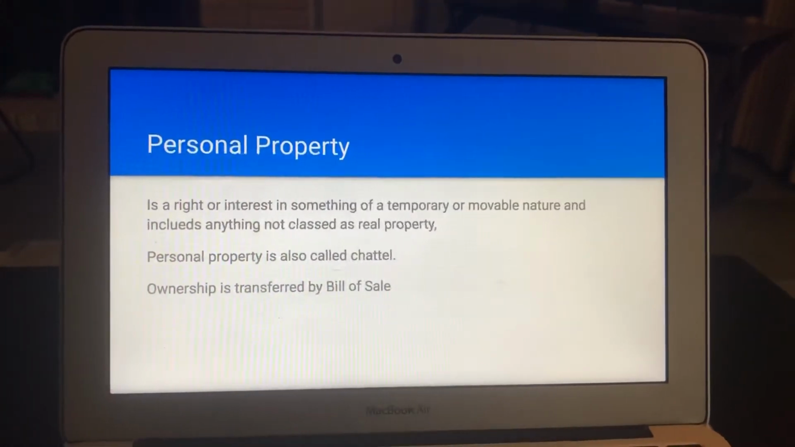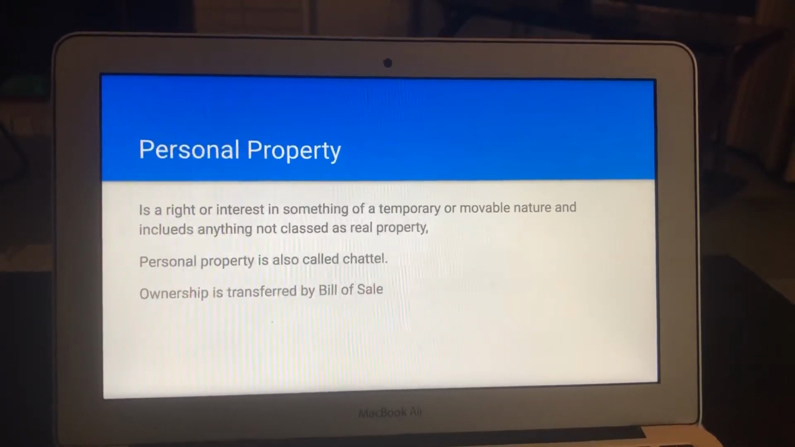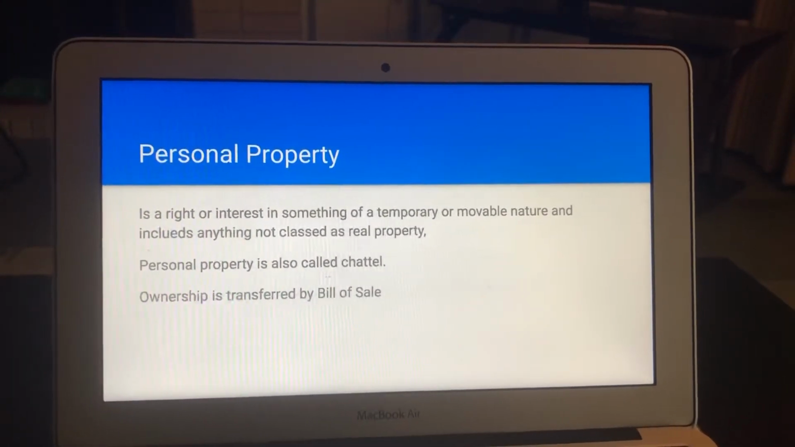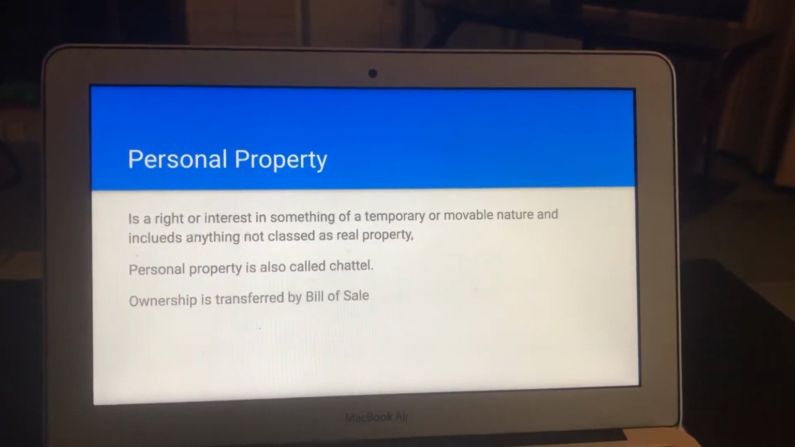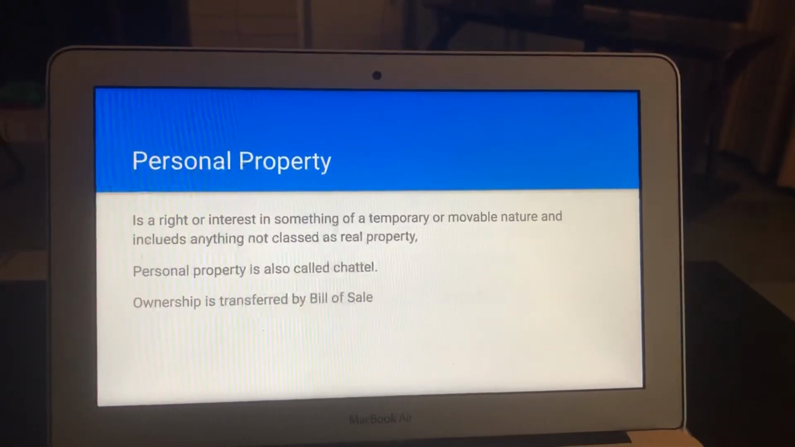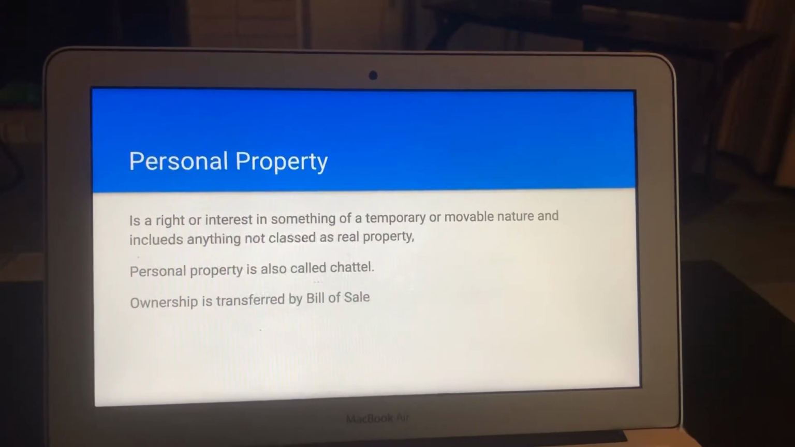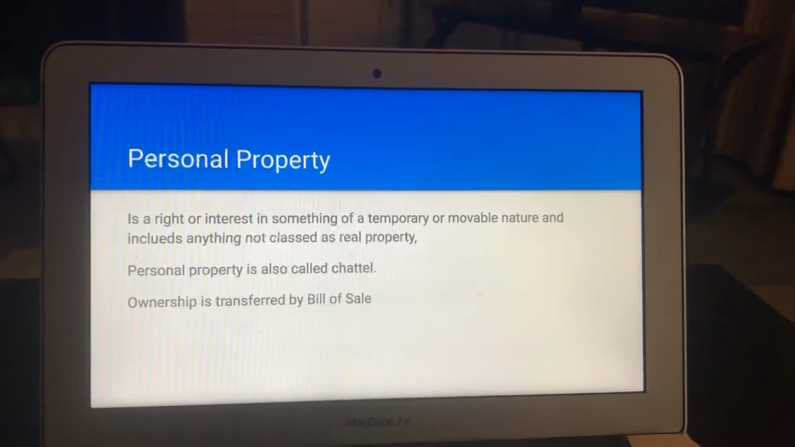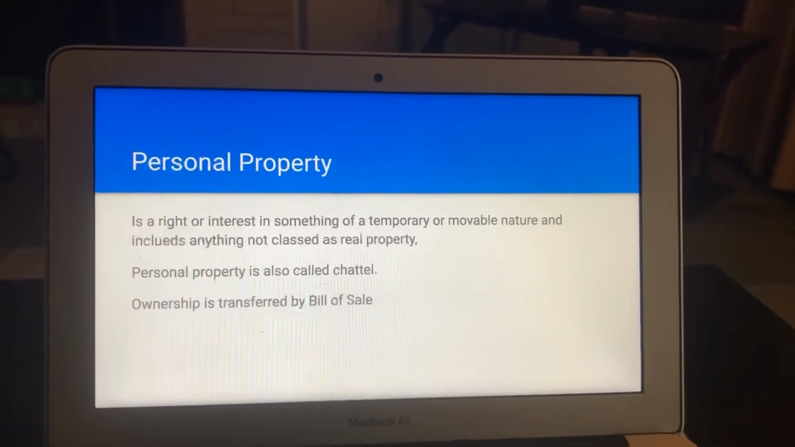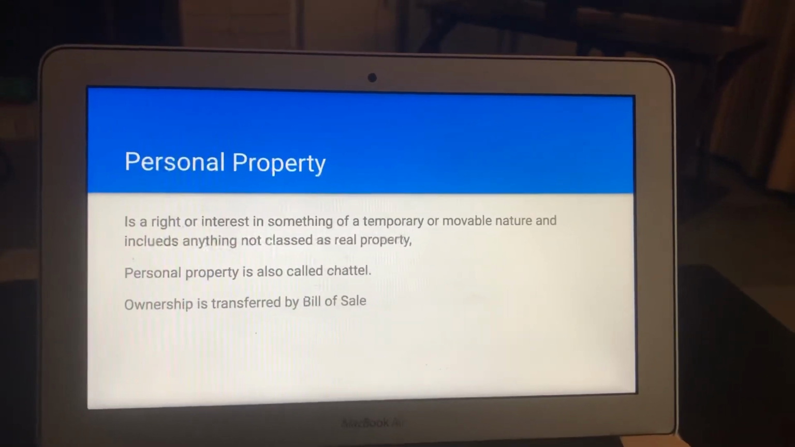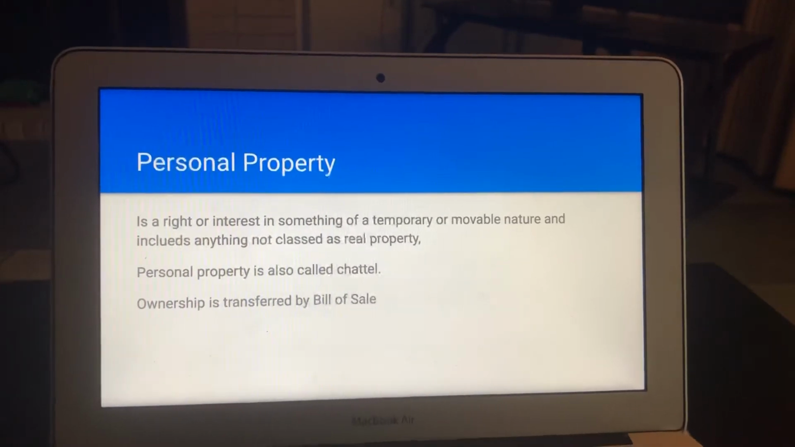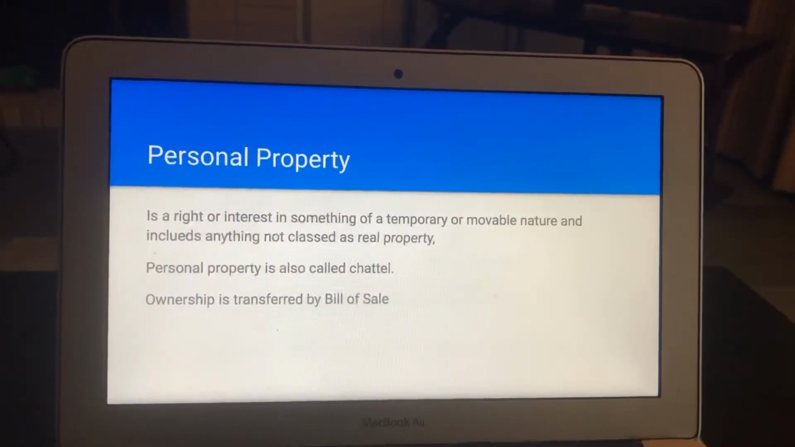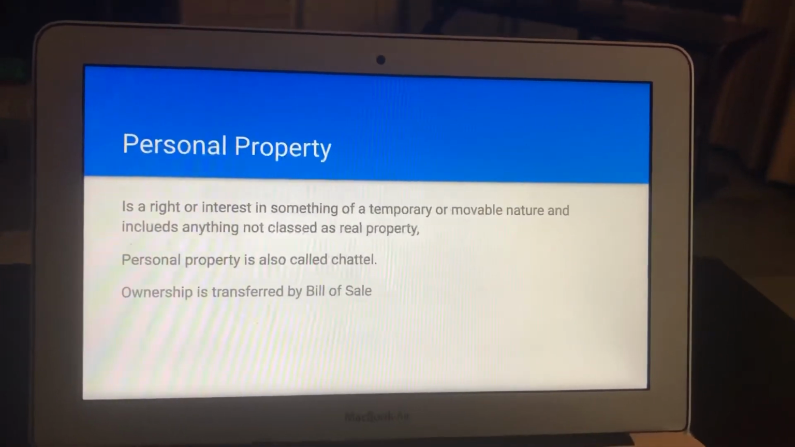Personal property is a right or interest in something of a temporary or movable nature. Most importantly, a movable nature. It includes anything that's not classed as real property. So, personal property is something that can be moved, that can be taken to or away. Personal property is also called chattel. Ownership is transferred through bill of sale.